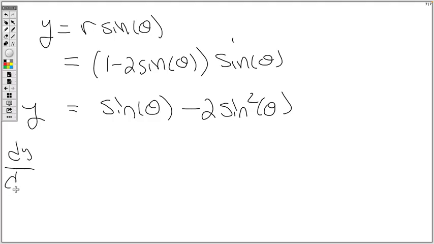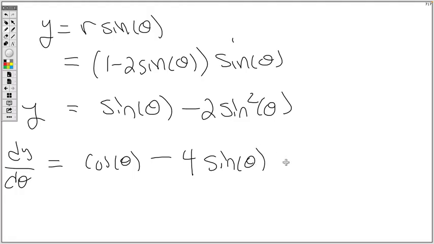And so we'll look at dy d theta and see when that's equal to 0. So I need the derivative of sine of theta, which is cosine of theta, minus, what's the derivative of 2 sine of theta squared? So the 2 comes down, multiplies the 2 that's there, and gives us a what? 4 times the sine of theta times the derivative of sine, which is cosine. Everybody good getting us to this point?